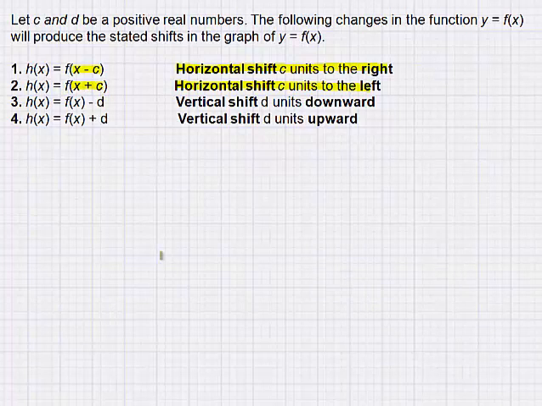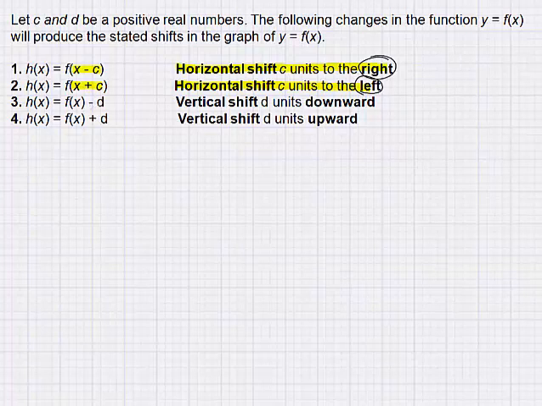Which is kind of opposite of what you think should happen, right? If you use common sense, you would say, well, if I'm subtracting and I have to move left or right, you would probably think move left. But it's kind of the opposite here. X minus C actually moves it to the right. X plus C inside the function moves it to the left. Now, vertically, it does kind of exactly what you think should happen.